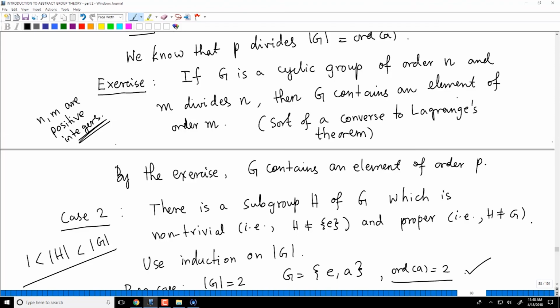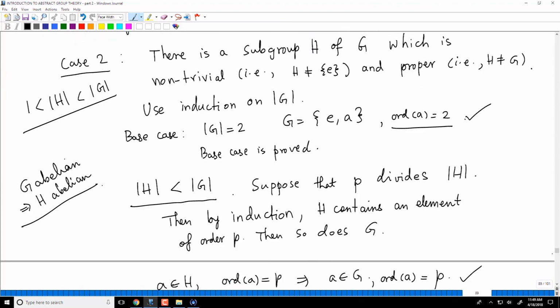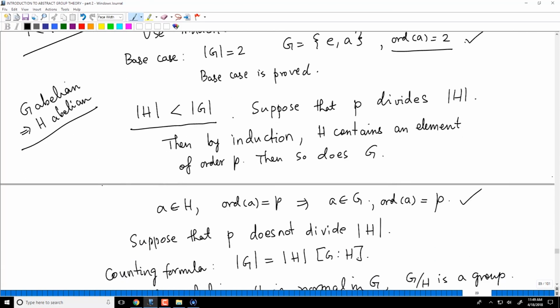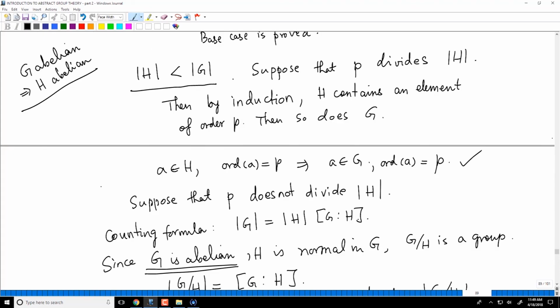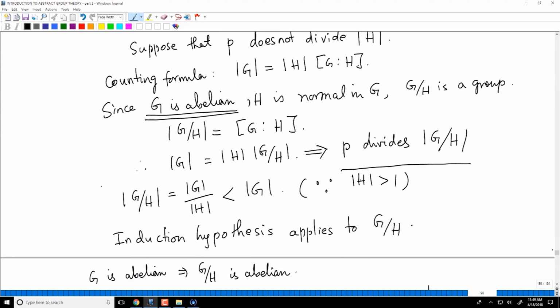So the interesting case is there is a subgroup H of G which is non-trivial and proper. Then using abelianness of G, we have that H is normal, which we will use later. So we know that order of H is greater than 1 and less than order of G, and we use induction. By the counting formula, P must divide either order of H or order of G mod H, because P divides order of G and P is a prime number. If P divides order of H, immediately by induction, H contains an order P element, so G also contains an order P element, the same element.